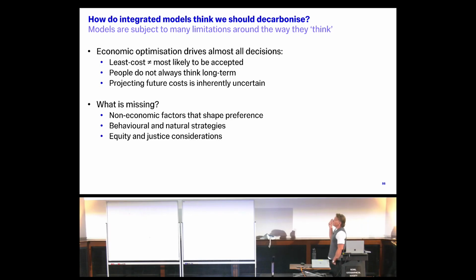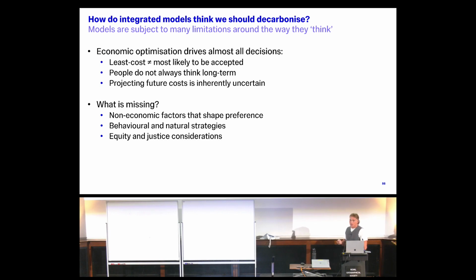So then what's missing? Well, all of the non-economic factors that shape preference: vested interests, convenience, security, and so on and so forth. There are lots and lots of different factors that influence the decisions we make. It's not always cost, and will never always be cost. Because of the economic framework within which these models operate, behavioural and natural solutions that draw value in different ways are often neglected. And so they're underrepresented in scenarios, and their potential is perhaps underestimated.